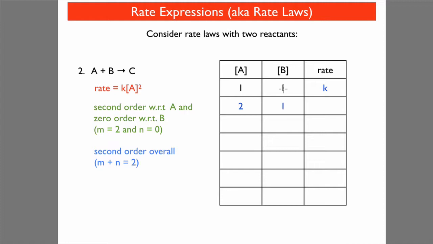2 squared is 4 multiplied by 1, it's going to give us 4k. We've got 1 squared multiplied by 1. Remember, if B isn't involved, it's actually B to the power of 0, isn't it? It's really this. And anything to the power of 0 is 1, so this would be 1. So it's going to be k, or 1k.